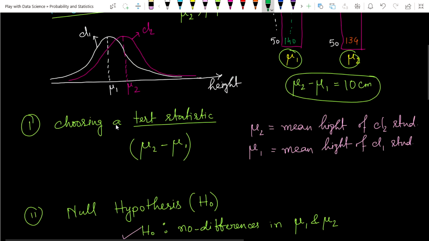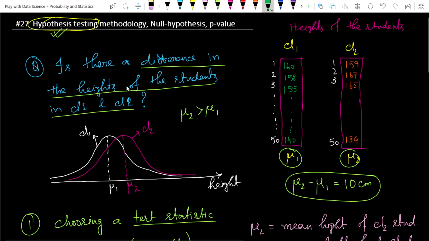Okay, this is to clarify your idea: what is the actual internal meaning of hypothesis testing? If you understood it, then in the next video we can easily understand how to find this p-value.